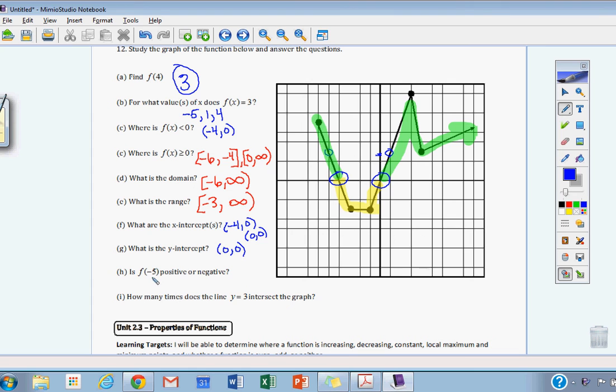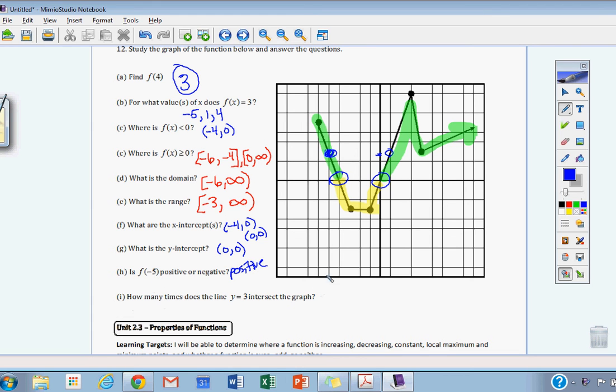Is f of -5 positive or negative? Well, that's -1, -2, -3, -4. That's like right here. So that means it's on the function right there. Well, at -5, it's definitely going to have to be positive there. So we know that it's a positive value. Okay? Just looking at the y value there for when x is -5.